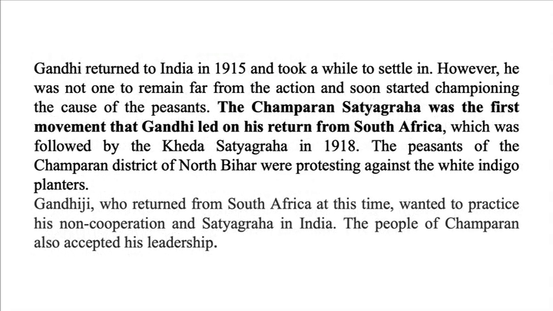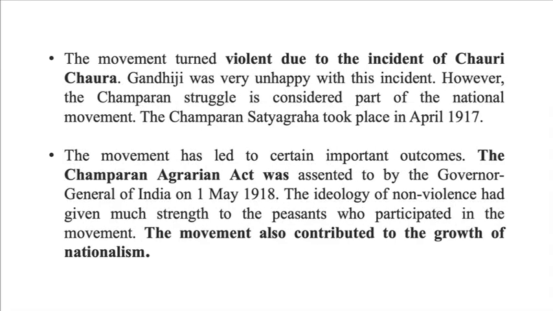Now, Gandhi returned to India in 1915 and took a while to settle in. However, he was not one to remain far from the action and soon started championing the cause of the peasants. The Champaran Satyagraha was the first movement that Gandhi led on his return from South Africa, which was followed by the Kheda Satyagraha in 1918. The peasants of Champaran district of North Bihar were protesting against the white indigo planters, and Gandhiji, who returned from South Africa at this time, wanted to practice his non-cooperation and Satyagraha in India, and the people of Champaran accepted his leadership. But the movement later on turned violent at Chauri Chaura, and Gandhiji was not very happy with this incident.